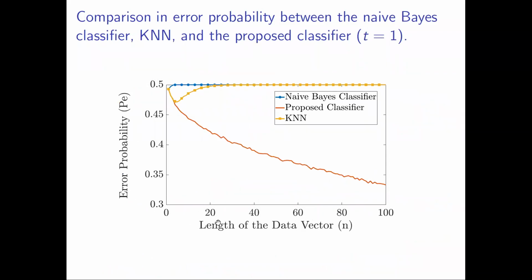And this is what is obtained: the error probability as a function of the length of the feature vector. Here it is the feature vector instead of the data vector. Blue is the naive Bayes classifier, yellow is the k nearest neighbor, and red is our classifier. This is when we have only one training vector per label available. Here we cannot employ neural networks, because you cannot train them with only one training sample. That's why we chose KNN and naive Bayes. These two classifiers converge towards 0.5 as n grows, but our classifier decays with a steady slope as n grows, as predicted by the theorem.